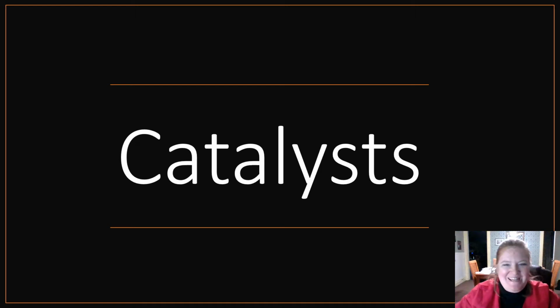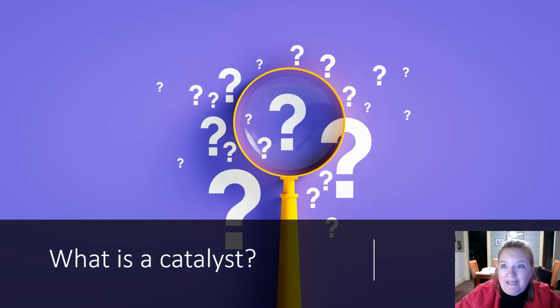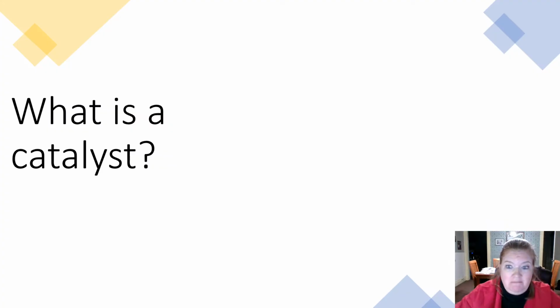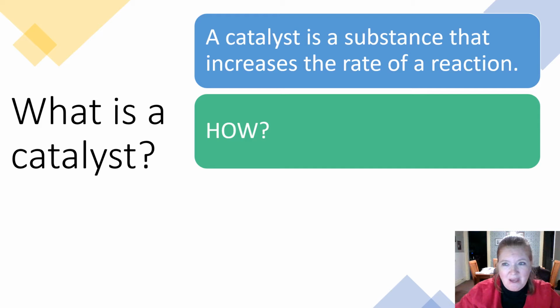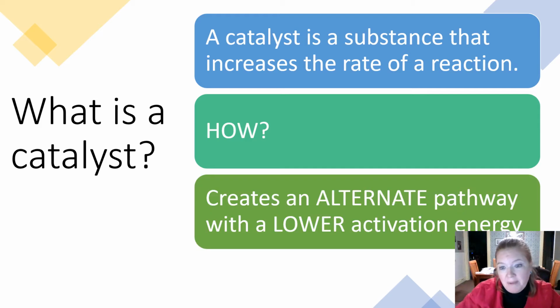Okay, and finally in our kinetics unit, a catalyst. So what is a catalyst? Well, let's see. A catalyst is a substance that increases the rate of reaction. But how does it do that? It creates an alternate pathway that has a lower activation energy.